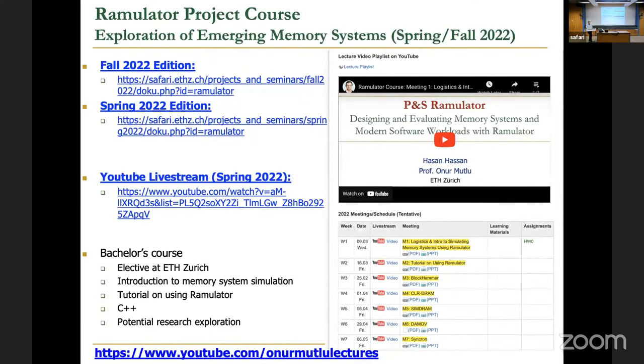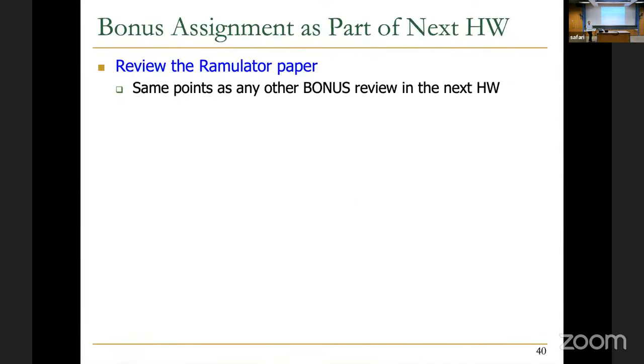If you are interested to learn more about Ramulator, there is also this PIM Ramulator course. I'm not sure about the new name of this course, because you are running this course still, right? Not this semester, but maybe next semester or later. But these are the previous editions of this course in fall 2022 and spring 2022 that you can check and learn about this simulator. You will also review the Ramulator paper.